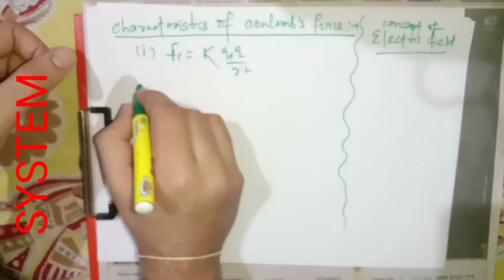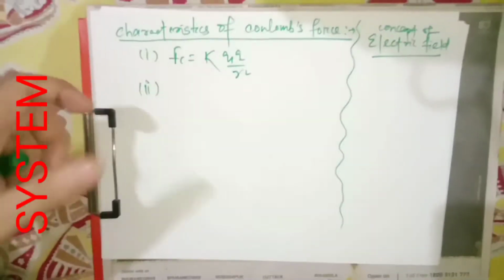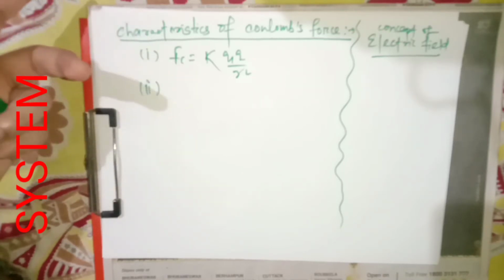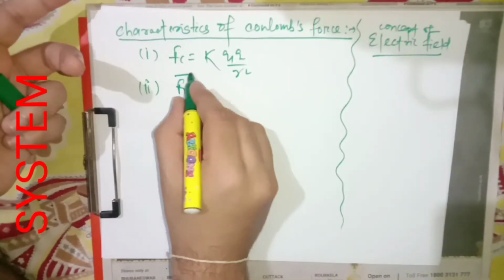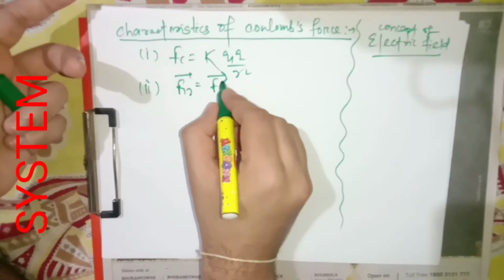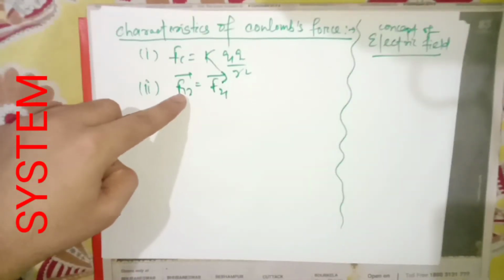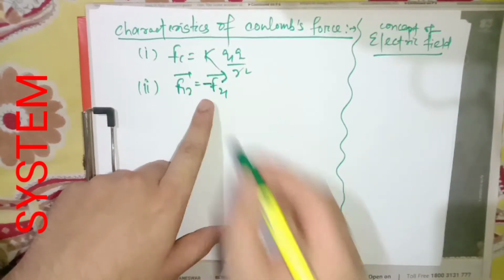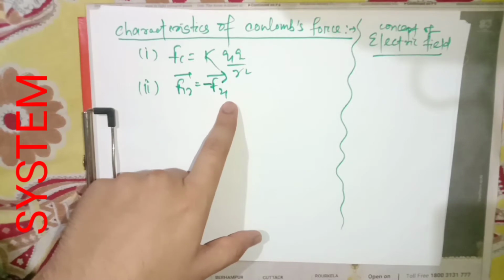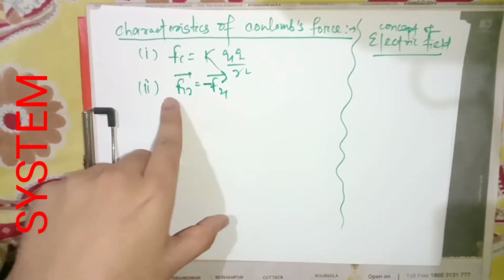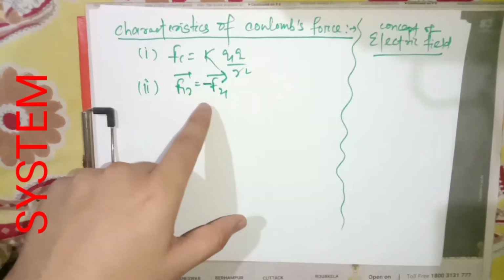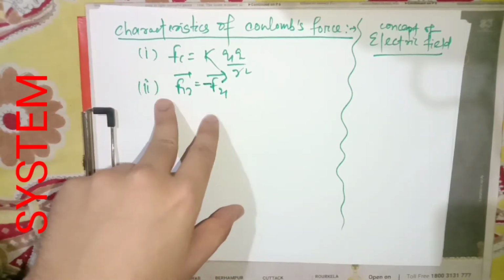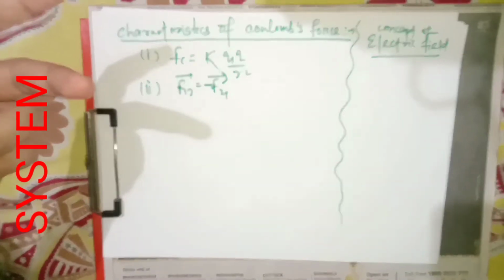Second thing, we also discussed that it is an action-reaction force, that is, it strictly obeys Newton's third law, that is F12 equal to minus F21. The force on the first body due to the second body is equal but opposite to the force on the second body due to the first one. Means the magnitude of both forces is equal but the direction is opposite. So it strictly obeys Newton's third law of motion. That means the pair is an action-reaction pair.